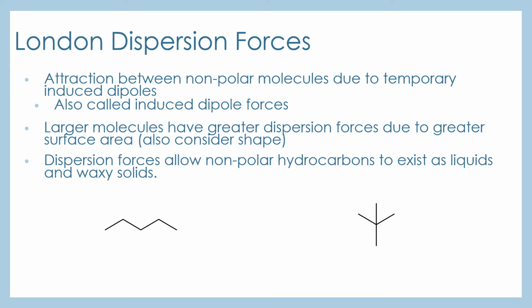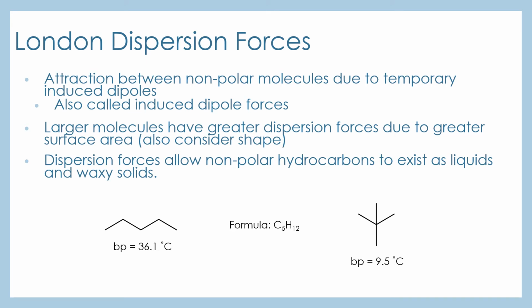So for example, if you compare pentane and neopentane, they have the same formula. They're isomers of each other. They have the formula C5H12. The boiling point of pentane is 36.1 degrees Celsius, so it barely is a liquid. On a hot day, it would not be a liquid.